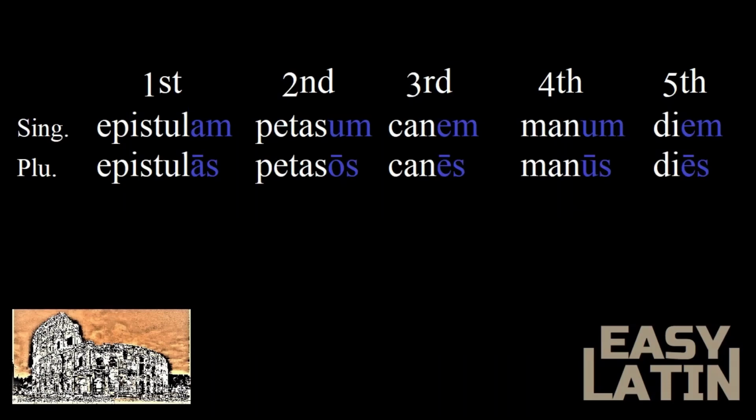In sum, here are the 5 declensions in their singular and plural forms. Do you see the pattern? All the singular forms end in m, and all the plurals in s. That's pretty convenient, but we also have to be careful because the plural genitive forms all end in um also. If you didn't know that, check out my video on the genitive form, linked here.